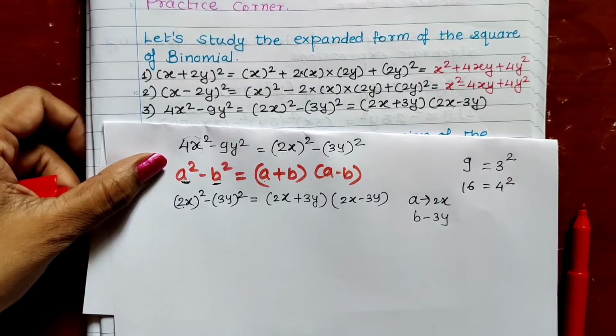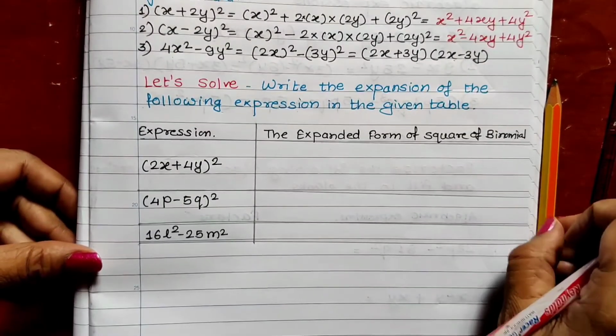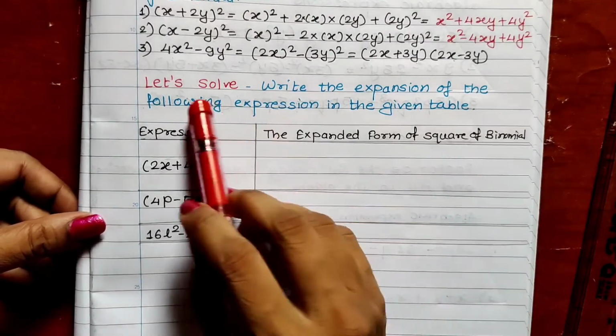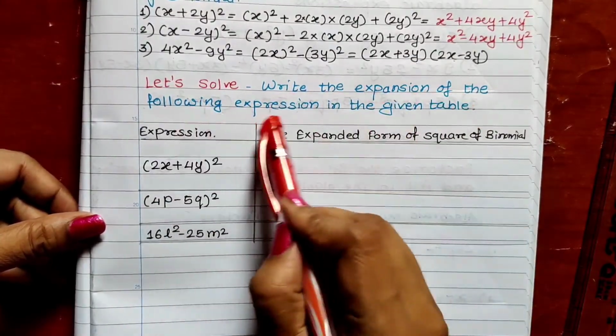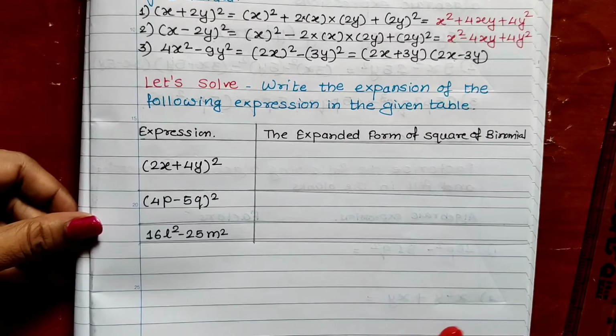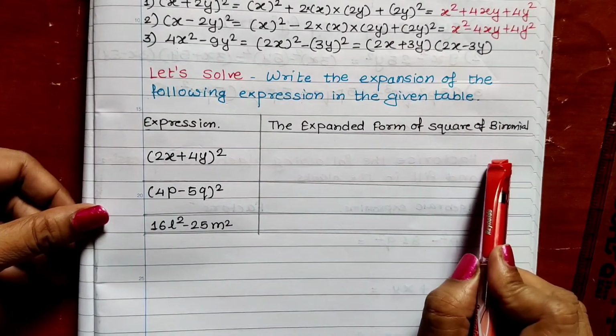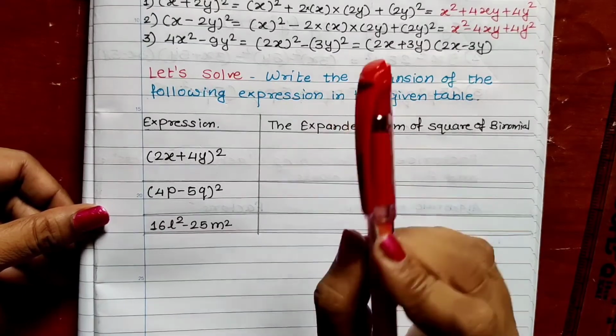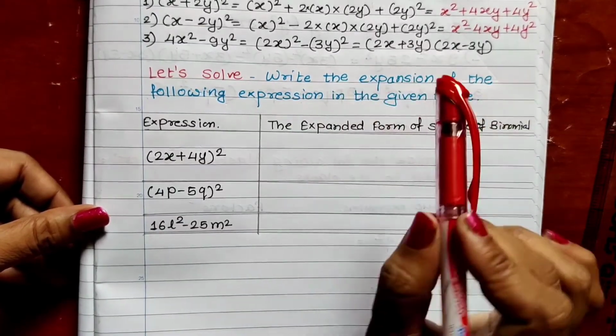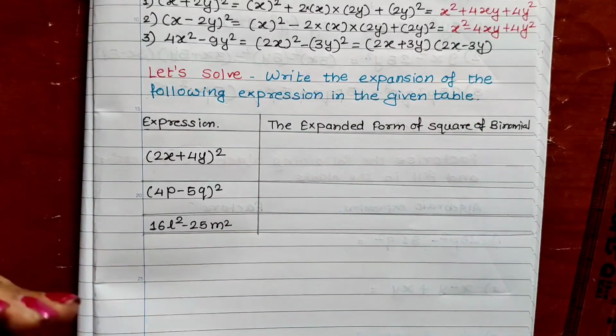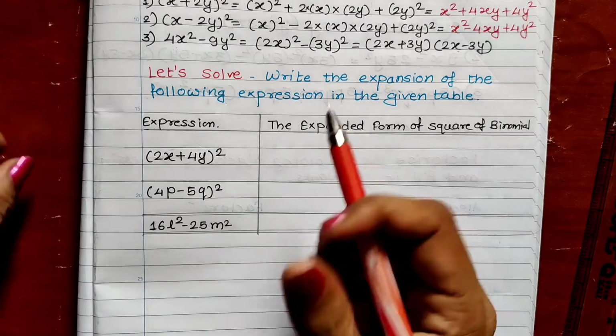Okay, now let us go on the next question. Next question is, let us solve. Write the expansion of the following expression in given table. So actually you have to write only the expanded form. Whatever I am writing with red pen, you don't need to write. Okay, I will be showing with the red pen. Those things you don't need to write.